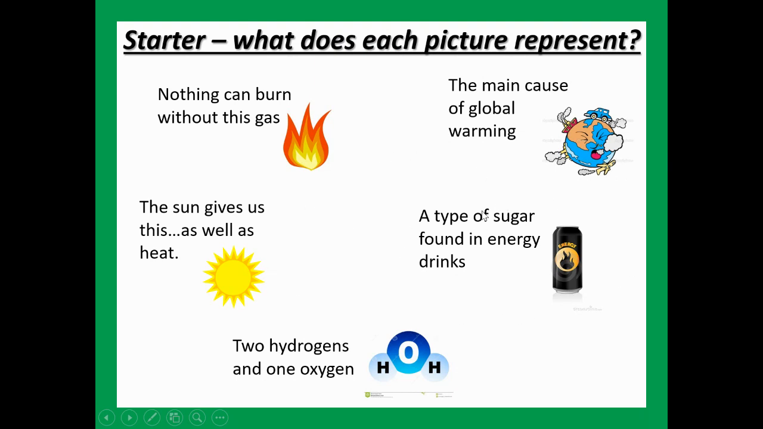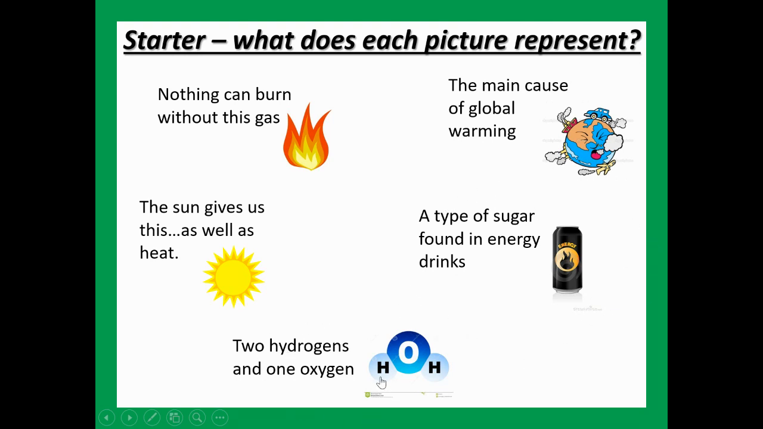The type of sugar found in energy drinks, well, I suppose you could have put fructose and sucrose, but I'm looking for glucose. Glucose with a G, you'll see how that's spelled in a second. Glucose is the point of photosynthesis, basically. It is the product that the plants are trying to make. So it's the most simple type of sugar.